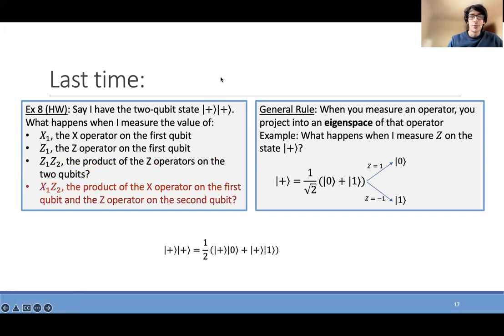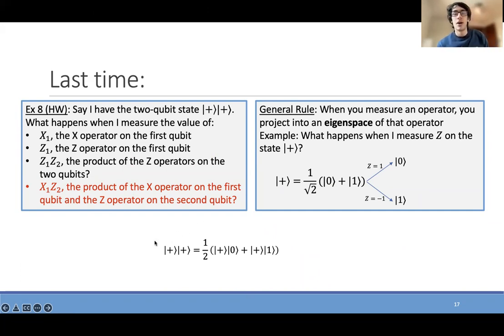Okay. So the last question is what happens if I measure X1, Z2? And the whole game here is when I write an operator out, I should write that state in a form that makes it clear what happens when I measure that operator. So I want to write it out in a state so that the first qubit is an eigenstate of the X operator and the second qubit is an eigenstate of the Z operator. So I've written this out, for example, plus plus. The first qubit is already in an eigenstate of the X operator. And the second qubit is in the plus state. So I can write it as 0 plus 1.